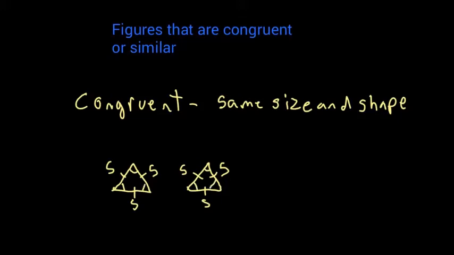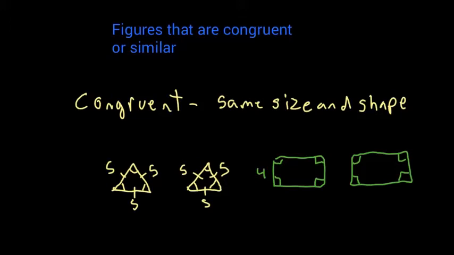I'll do another example. So say we have a rectangle and another rectangle. Well, on a rectangle, all the degrees are 90. So that means we have the same shape. Now, if they're the same size, they're congruent. So in order to be the same size, all the sides have to be equal to each other. So if this side is 4 and this side is 6, this side would also have to be 4 and this side 6.